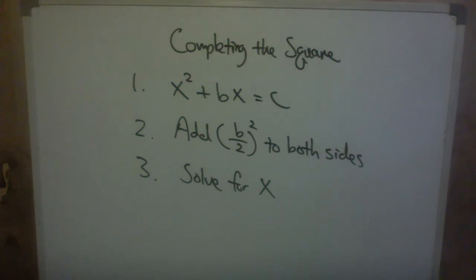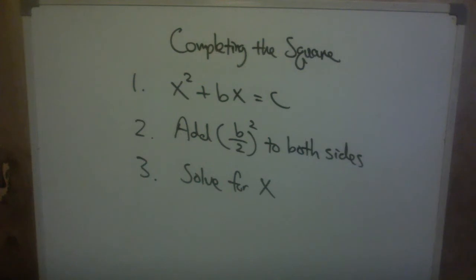So today we're going to solve quadratic equations by completing the square. Here is what you do to complete the square. Number one, you get the equation in the form x squared plus bx equals c. Number two, add b over 2 squared to both sides. And number three, you solve for x.